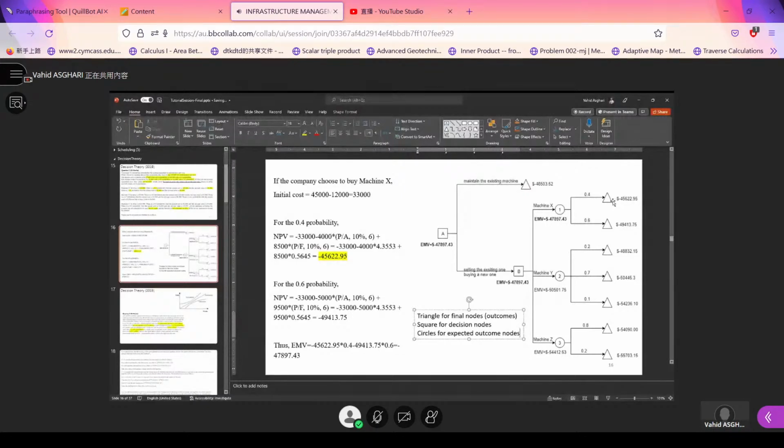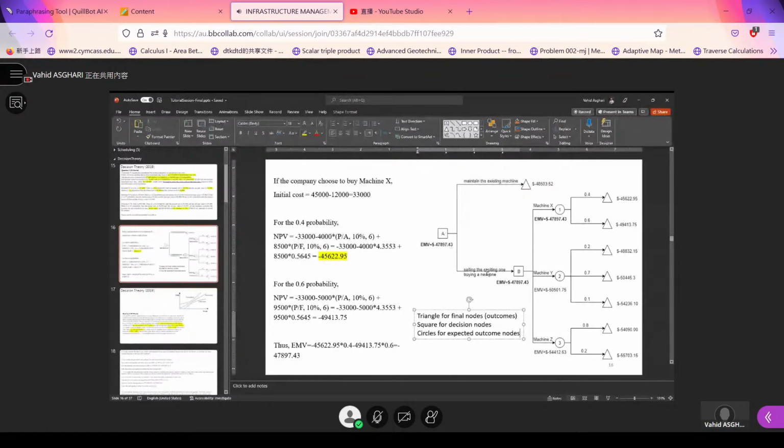This is the standard, by the way. All final nodes are triangle. The squares are used for showing the options. So in the beginning, we have the option of maintaining or selling.